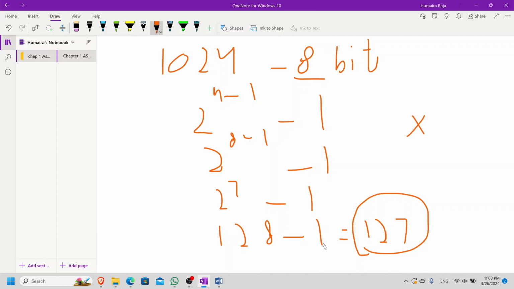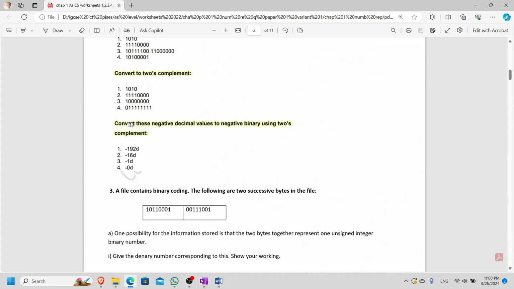256 minus 1 will be 255. Again, 1024 cannot be represented by using 9 bits. So just keep on adding the bits and check whether this particular number can be represented using 8 bit, or 9 bit, or 10 bit. This will help you in answering a question like this.